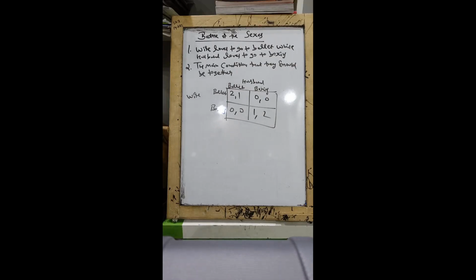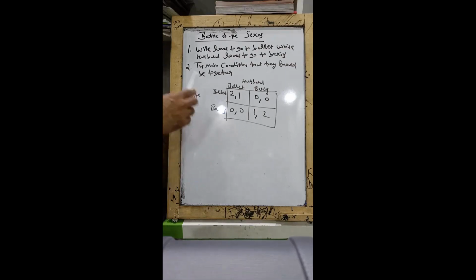So I repeat the rules of the game. Wife loves to go to ballet while husband loves to go to boxing, but the main condition is that they should be together. So now, in order to make a payoff matrix in such a game, see what I have done. Here player 1 is wife, player 2 is husband. You could interchange it as well. You could have taken husband here and wife here, no problems. So first and foremost thing is you should be able to build a payoff matrix on your own.